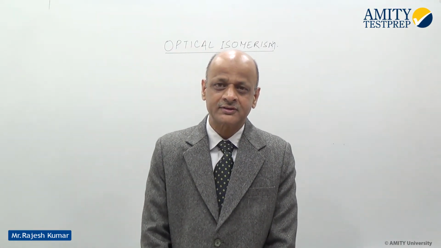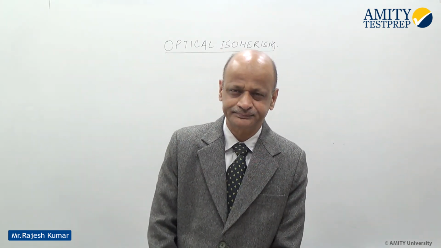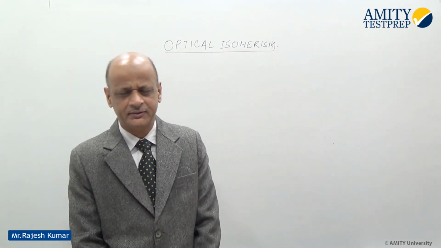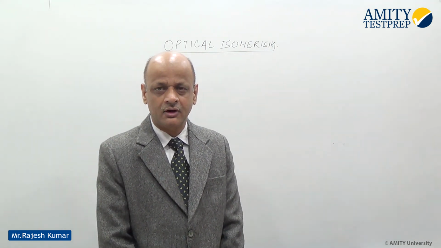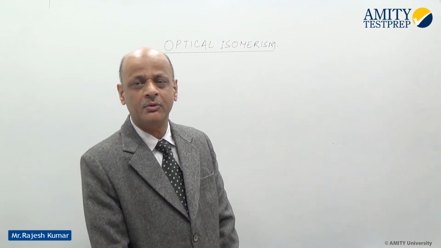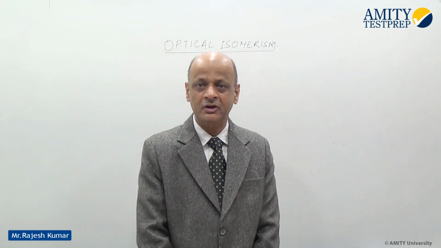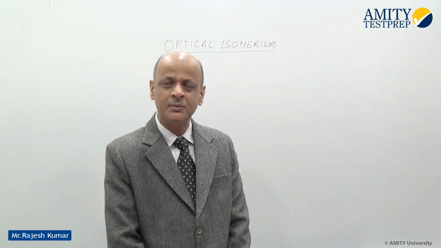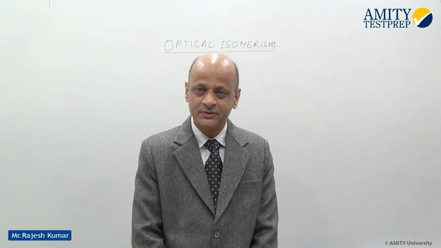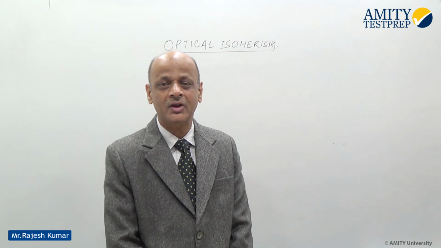Today we are going to discuss optical isomerism. Now, what is optical isomerism? It is a property of molecules in which all the physical and chemical properties of the molecules are the same, but they differ in respect of the rotation of the plane of polarized light. Such molecules are said to be optical isomers, and this phenomenon is said to be optical isomerism.